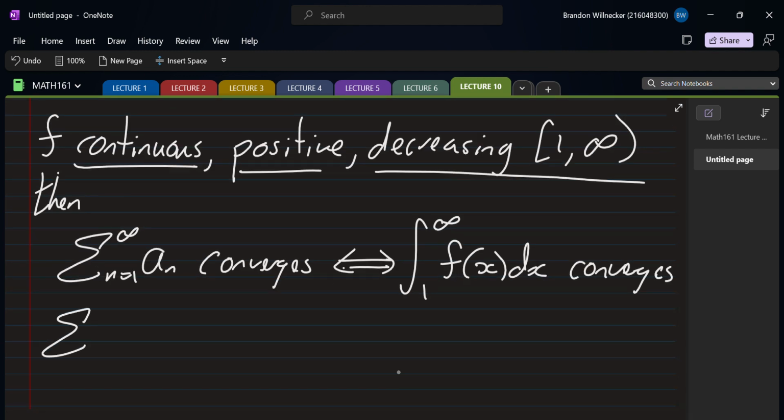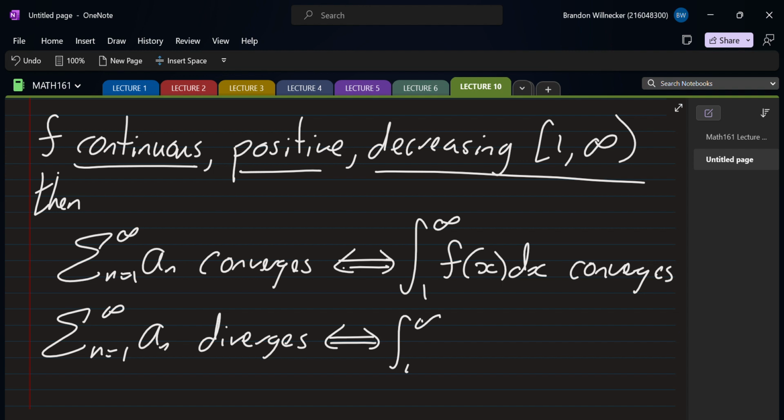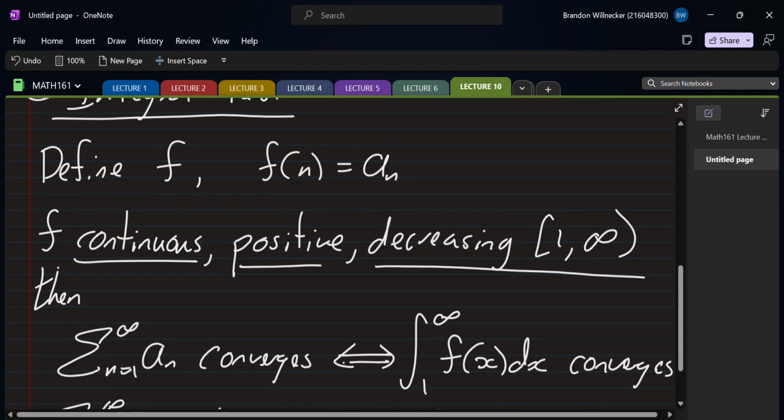Let's put the other one down. The sum from n equals 1 to infinity of a_n diverges if and only if the integral from 1 to infinity of f of x dx diverges. So they both converge or they both diverge. That is the integral test.